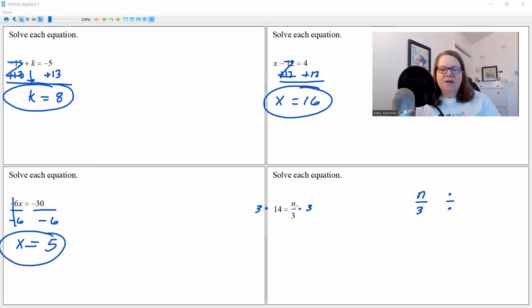And on the last one, n over 3 times 3, if you think of it, it's like 3 over 1. So those 3s cancel, and that leaves us with just n. n divided by 1 is still n. 14 times 3 is 42. Yep, 42. So that's it.